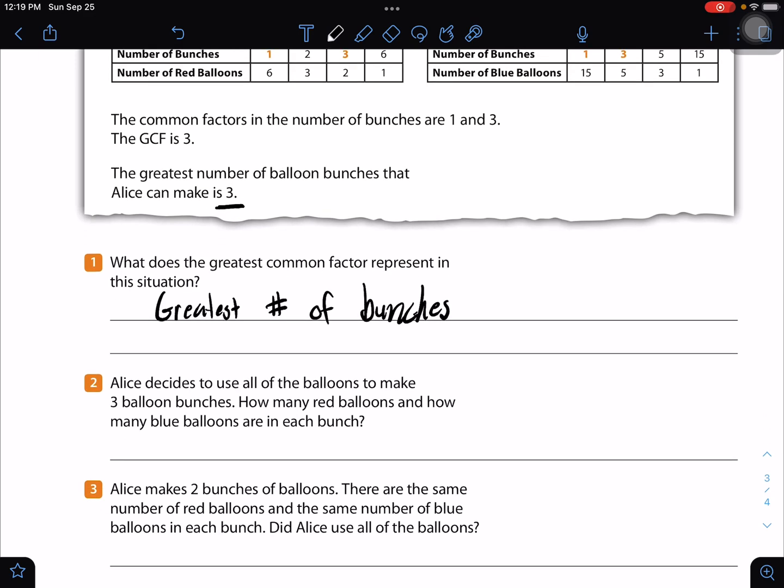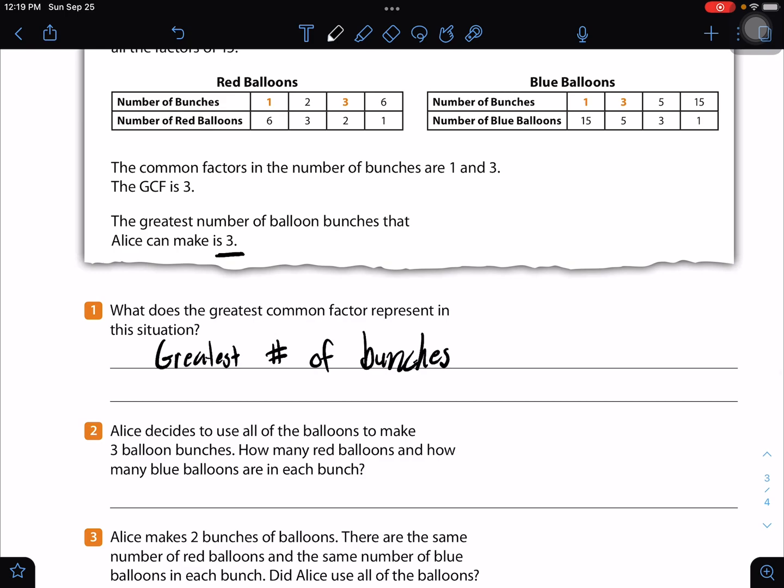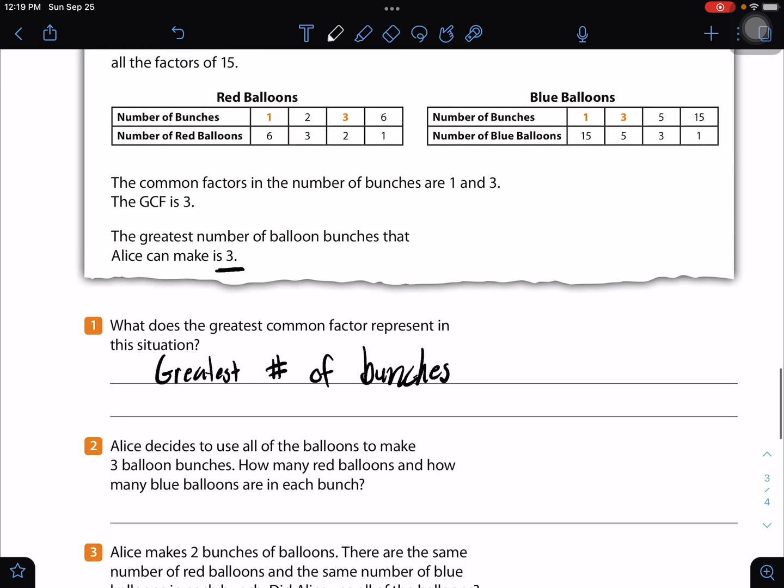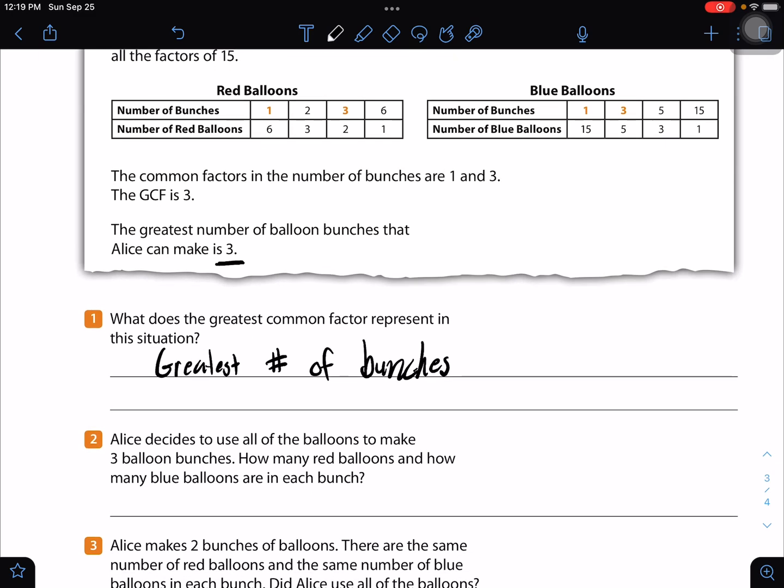Number 2, Alice decides to use all of the balloons to make 3 balloon bunches. How many red balloons and how many blue balloons are in each bunch? Well, if she has 6 red balloons, we can see that there are 2 red in each. And if she has 15 of the blues with 3 bunches, there are 5 balloons in each. So how many reds and how many blues are in each? 2 red and 5 blue in each.